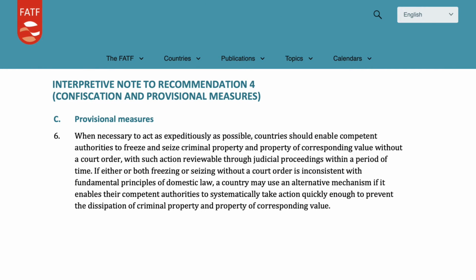Interpretative Note 6, still on provisional measures, stipulates that in order to ensure swift action, countries should empower competent authorities to freeze and seize criminal property and property of corresponding value without a court order, subject to judicial review within a specified time frame. If freezing or seizing without a court order conflicts with fundamental principles of domestic law, an alternative mechanism should be employed, provided it allows competent authorities to systematically and promptly prevent the dissipation of criminal property and property of corresponding value.